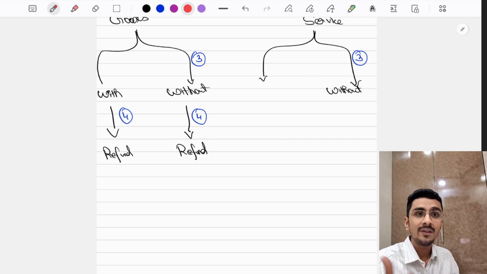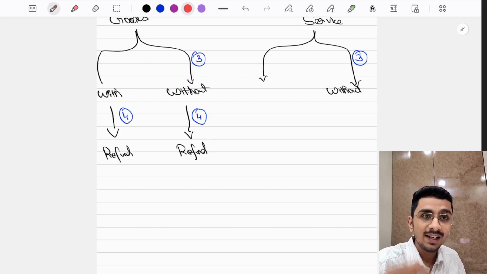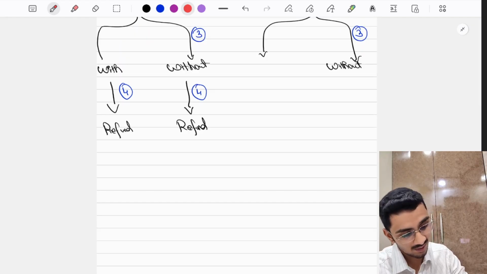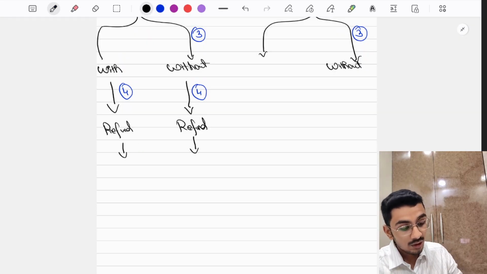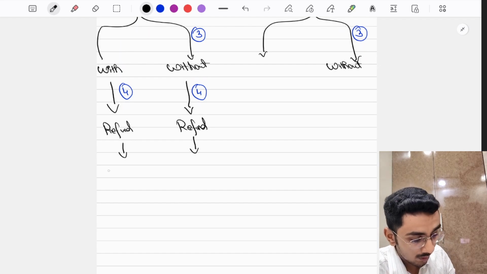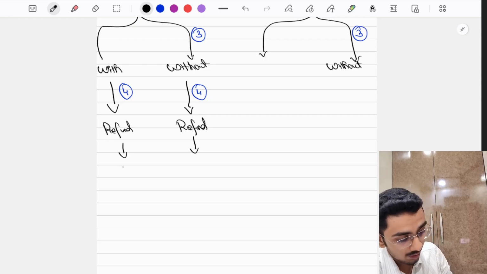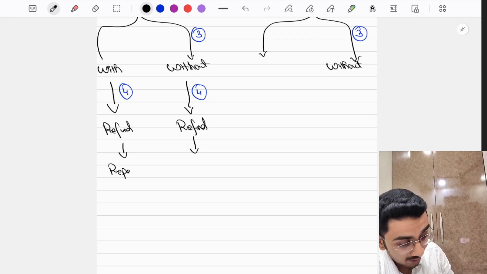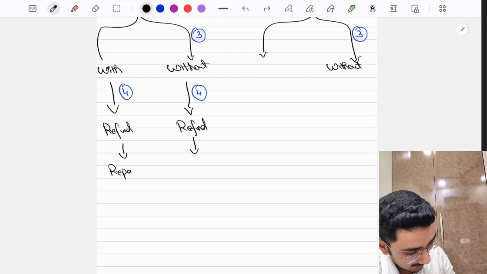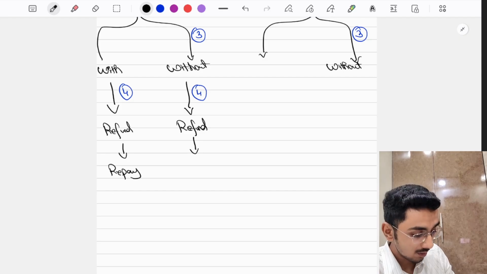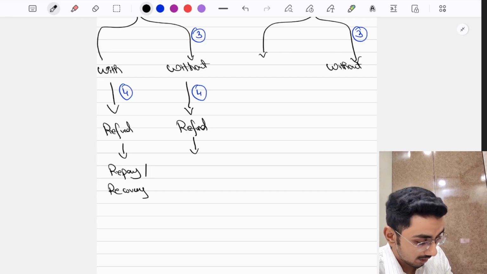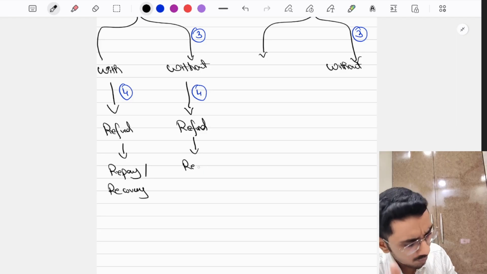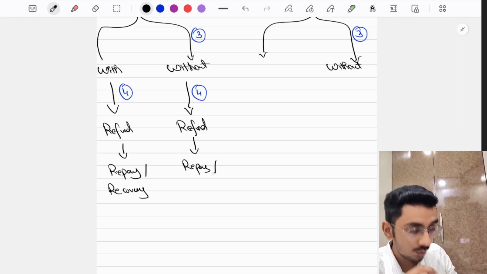Now let us take that you applied for a refund. Subsequently there is one more condition. Let's say you applied for a refund. Post refund, you have to check, there could be a situation where you have to repay the refund, or a recovery will be initiated on you, under both the options. I'm just talking about goods as of now.